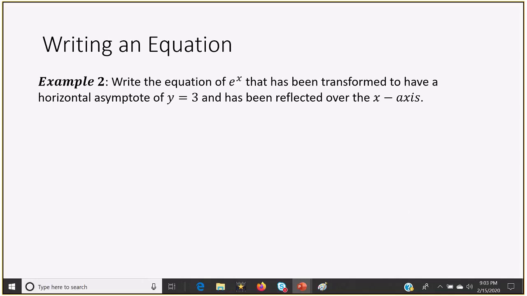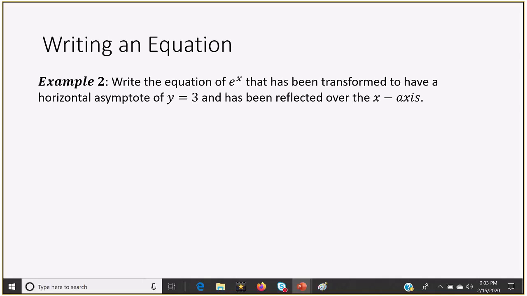In this case, we are told we have an equation of e to the x. Well, I don't think we've seen e to the x before. It doesn't matter. It's an exponential. So we're going to say, okay, now my parent function is e to the x as opposed to 2 to the x. So it's fine.